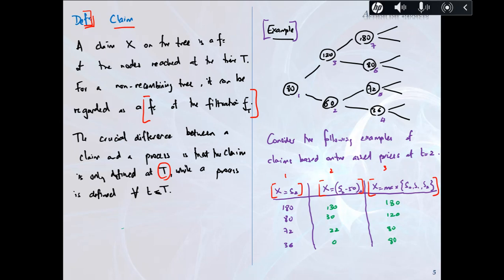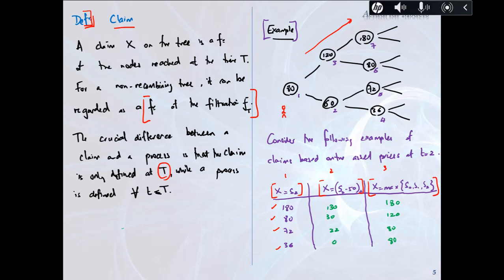Now, x is equal to s2 will be having different values because we are standing here, and this is the modeling of the price of the stock using a binary tree that I assume. So the first case, my claim is x equal to s2, so the claim can take values 180, 80, 72, 36. This is quite clear, I think.